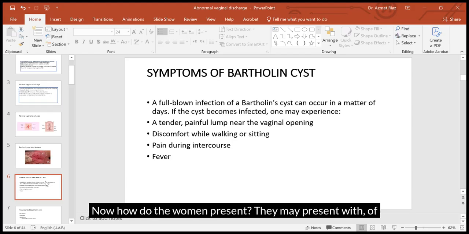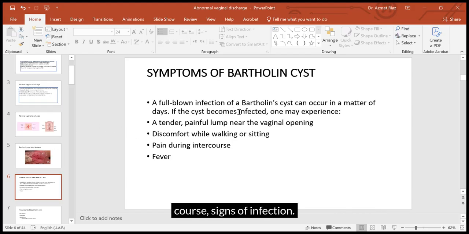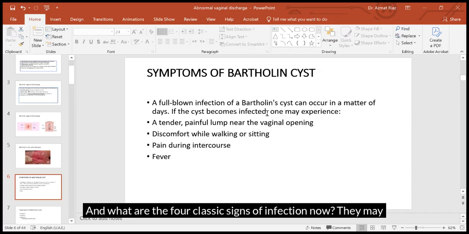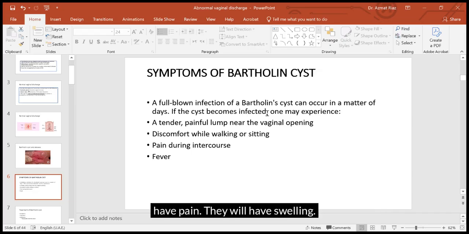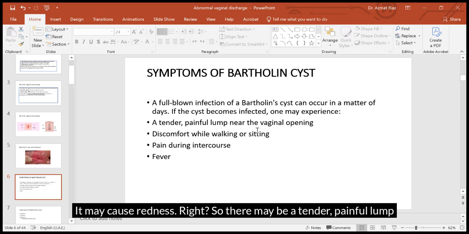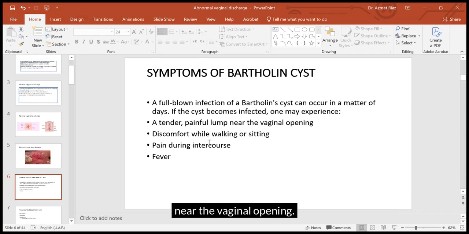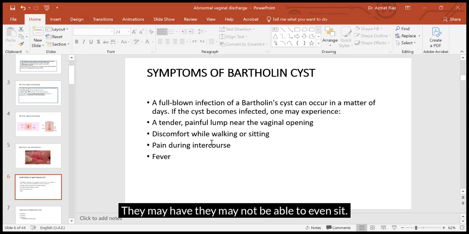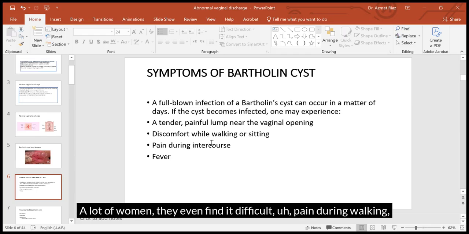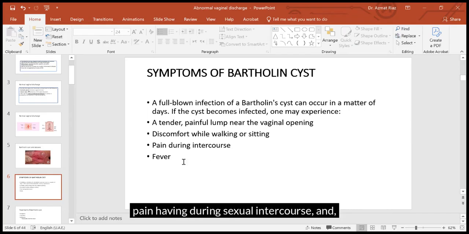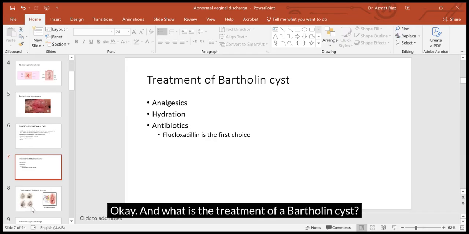Now, how do the women present? They may present with, of course, signs of infection. And what are the four classic signs of infection? They may have pain, they will have swelling, it may cause redness, right? So there may be a tender, painful lump near the vaginal opening. They may not even be able to sit. A lot of women find it difficult, with pain during walking, pain during sexual intercourse, and of course, there will be a fever.